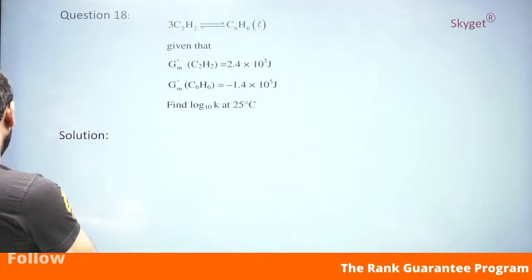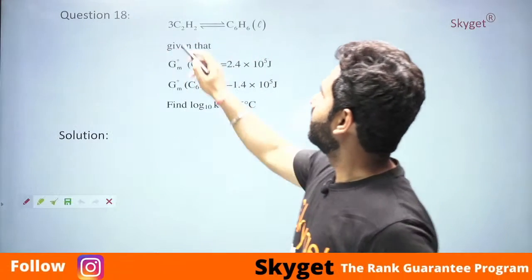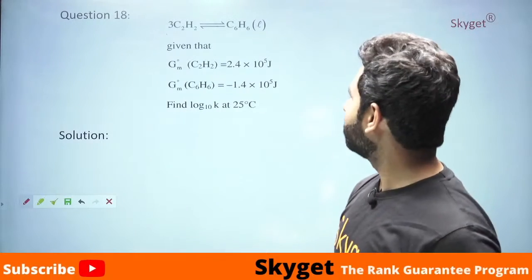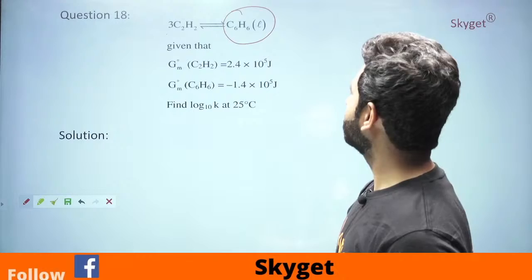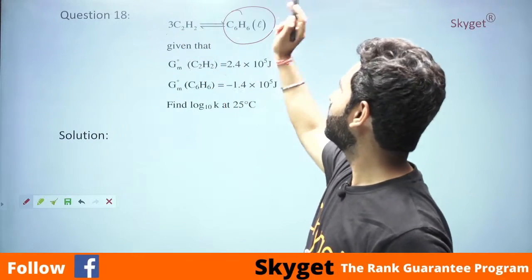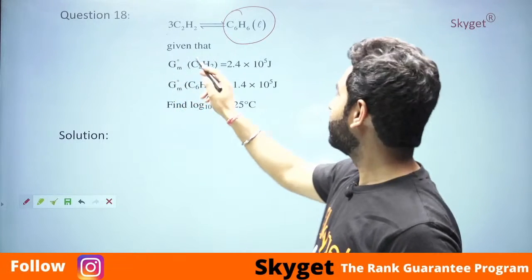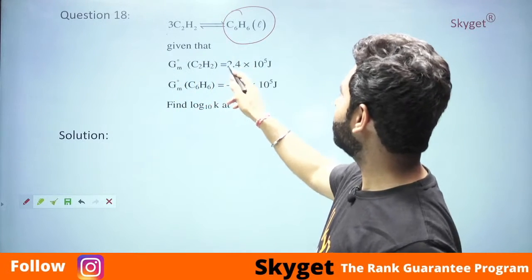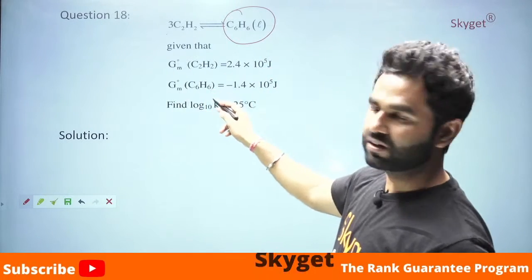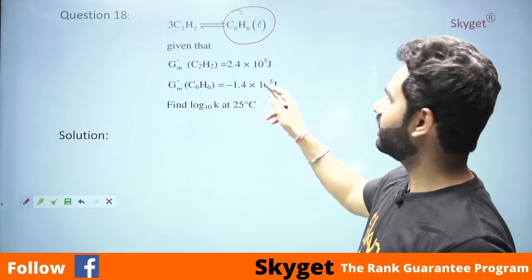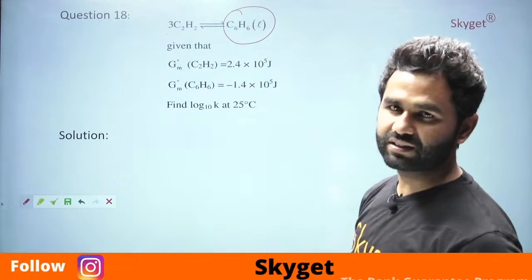Now this question says that 3 moles of acetylene are in equilibrium with the liquid form of benzene. Okay, 3 moles of acetylene are in equilibrium with 3 moles of benzene. Gibbs free energy of acetylene is given as 2.4 into 10 to the power 5 joule. Similarly, G of benzene is given as minus 1.4 into 10 to the power minus 5 joule. It says find log 10 K at 25 degrees Celsius.